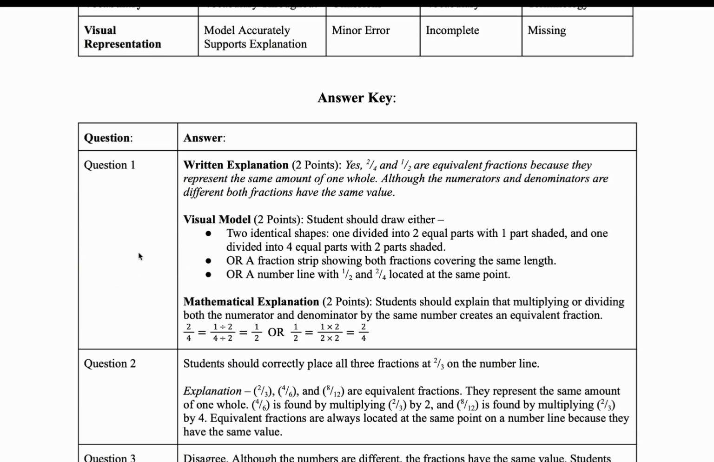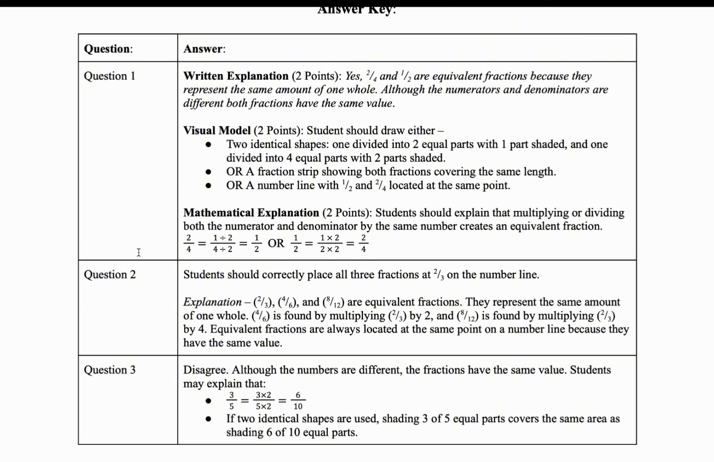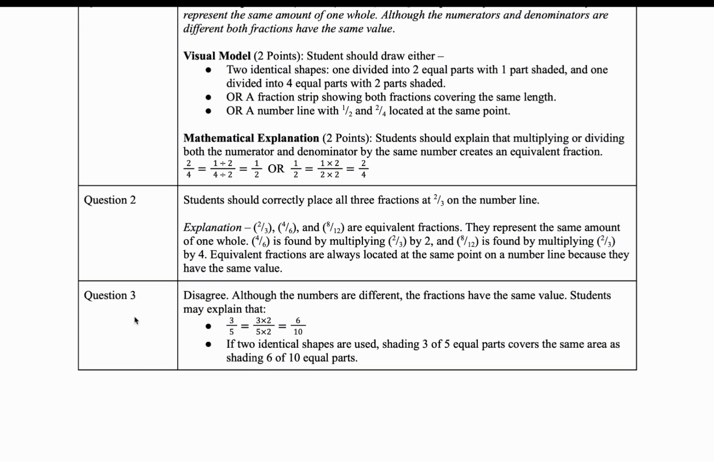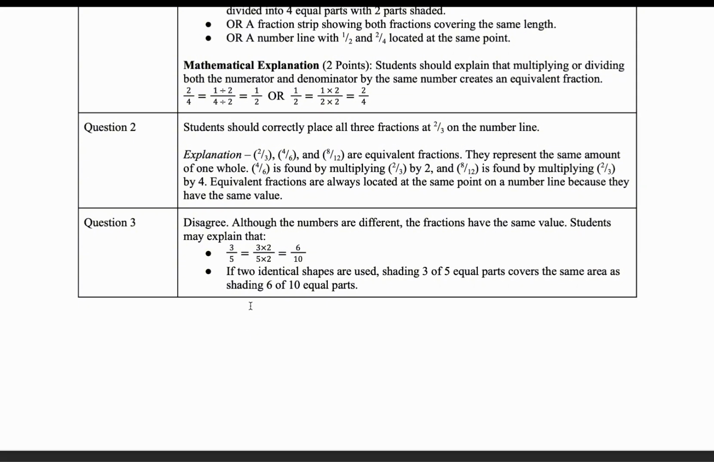This as well has an answer key for each part. So for question 1, there is an answer for the written explanation, the visual model, and the mathematical explanation. Question 2, as each number line will look different depending on how they choose to display it, as long as each of these fractions are placed on the same point on the number line to show that they do understand equivalent fractions. And then for question 3, they should disagree because although the numbers are different, the fractions do have the same value. So as long as they can explain that and show that using mathematical reasoning, then they will get the full marks for that.